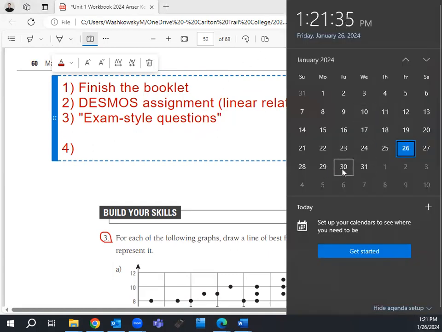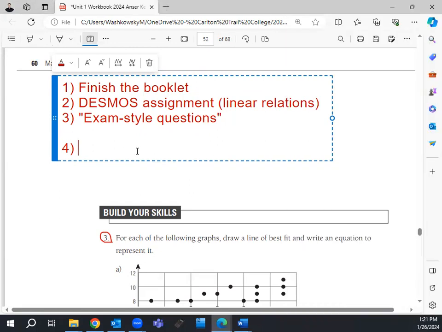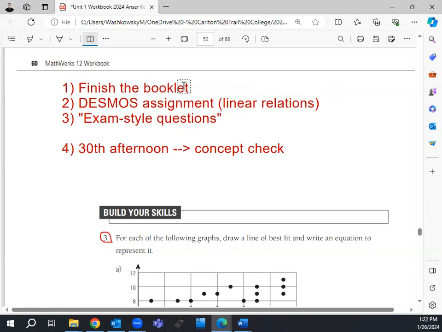And so what I think is going to happen is on the 30th afternoon, there will be a concept check. This is my fancy way of saying a test. It's not going to be, okay, guys, 12:30, here's a test. It's not going to be that. Instead, it's going to probably happen around 2 o'clock or so. So you'll have some time to review because I don't like giving them fresh right after a weekend. So you'll have a little bit of time for that.